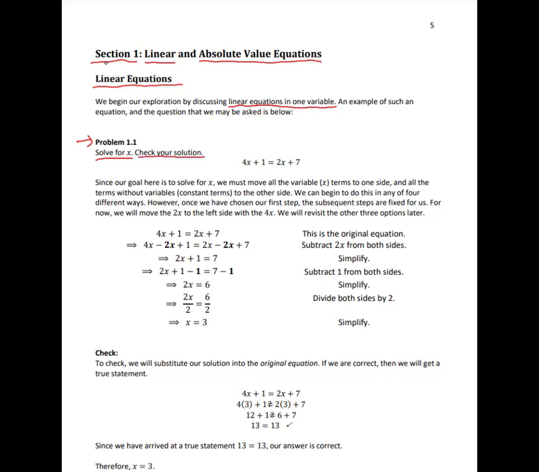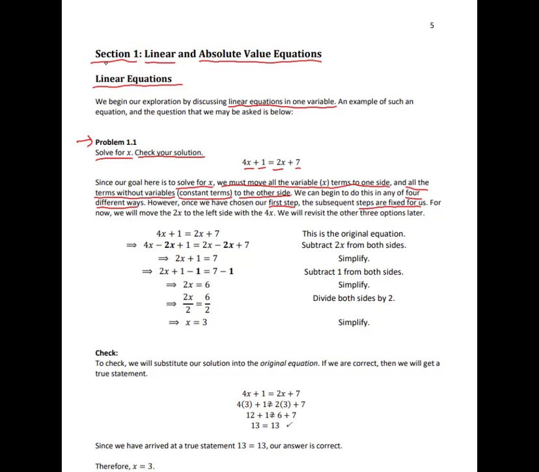So the equation given is 4x plus 1 equals 2x plus 7. Since our goal here is to solve for x, we must move all the variable terms to one side and all the terms without variables, which are the constant terms, to the other side. We can begin to do this in any of 4 different ways, because we have 4 different terms. However, once we choose our first step, the subsequent steps are fixed. But regardless of which term you start moving, you should still get the same solution in the end.